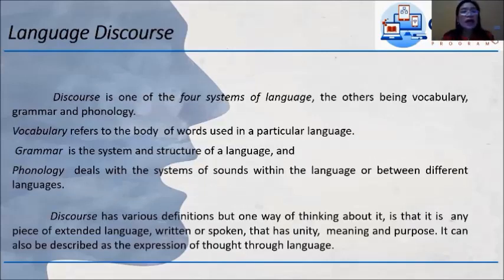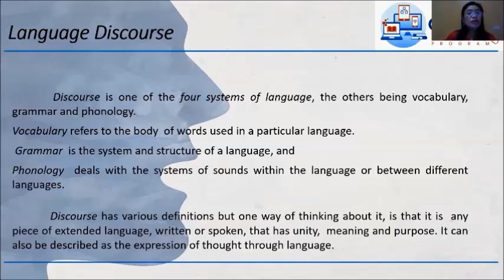Now, moving on to language discourse. Discourse is one of the core systems of language. The others are vocabulary, grammar, and phonology. What is vocabulary? Vocabulary refers to the body of words used in a particular language. So vocabulary simply means words and their meaning. If you want to improve your vocabulary, you have to get acquainted with the different words and their meanings.